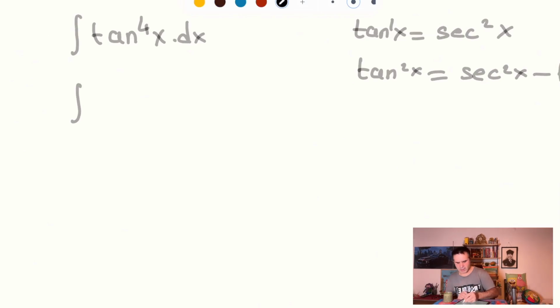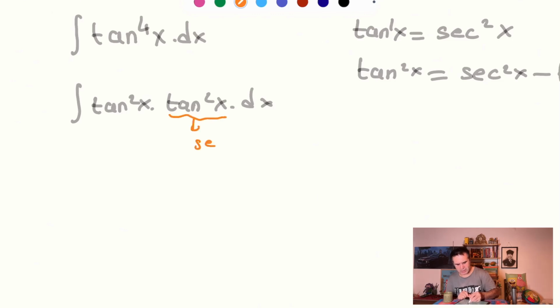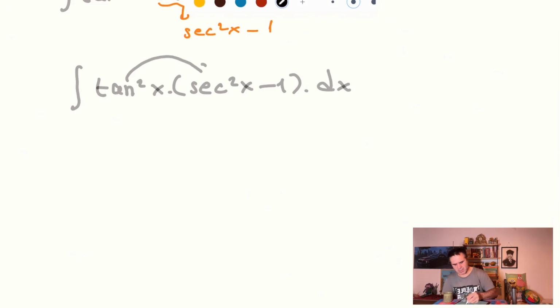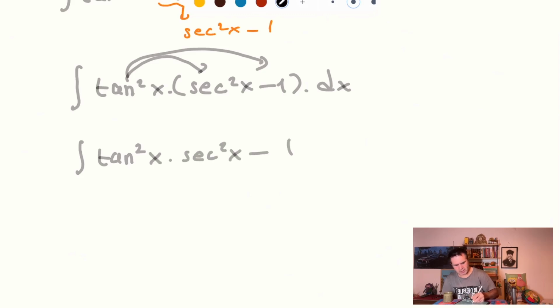Tangent to the power of 4 x, I can write it as tangent square of x times tangent square of x dx. And we know that tangent square of x is equal to secant square of x minus 1. Then the integral becomes the integral of tangent square x times secant square of x minus 1 dx. Then let's multiply them. Then the integral becomes tangent square of x times secant square of x minus tangent square of x dx.